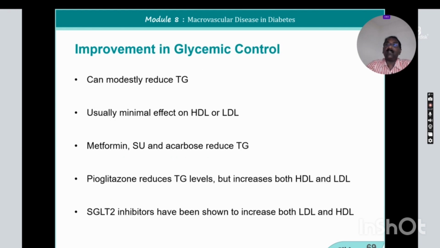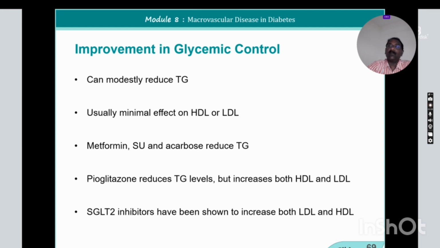Okay. Improvement in the glycemic control can modestly reduce the triglycerides. I already told you, so hypertriglyceridemia: control the diabetes very effectively. Usually there is minimal effect on the HDL or the LDL. Metformin, sulfonylureas, and acarbose reduce the triglycerides. Pioglitazone reduces the TG levels, but increases both the HDL and the LDL. SGLT inhibitors have been shown to increase both the LDL and the HDL.